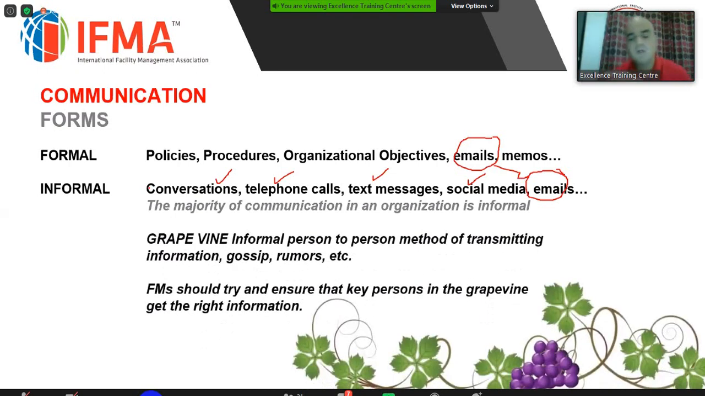Out of these concepts of informal communication, a concept which is under highlight now is called the grapevine. The grapevine is an informal person-to-person method of transmission of information, gossip, rumors. Any company, any body of work will always have these informal conversations. They call them water cooler talks in the States. This is how they refer to them. So these are the casual talks while you talk to your colleague.